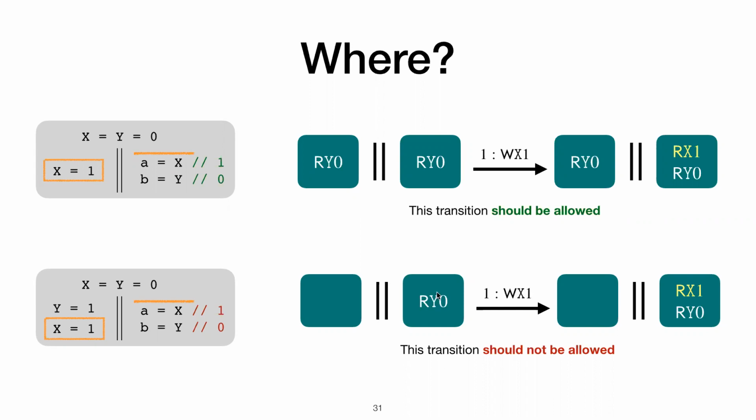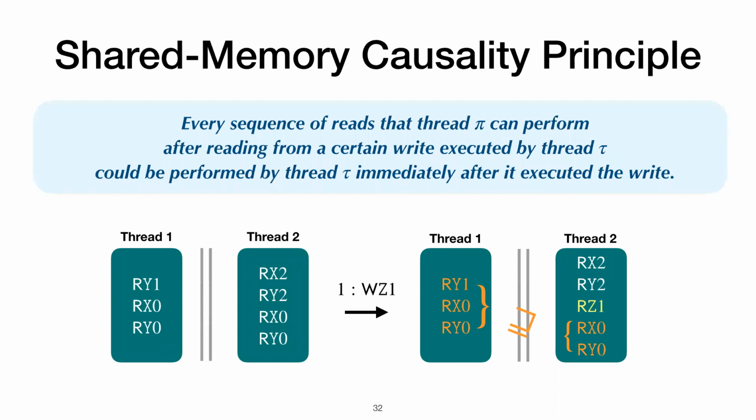So the question: do we have enough information in our state to see where we can put these new options? And yes, we do, and this is related to the potential of the writer that is different in these two examples. We call this the shared memory causality principle, and you can think about it as a potential characterization of what is causal consistency. It's a long English sentence, let's try to see.